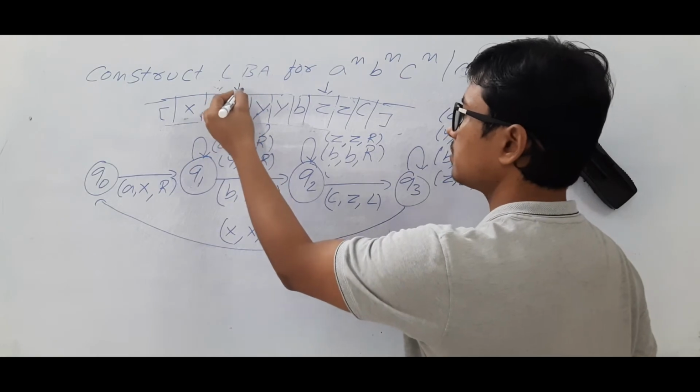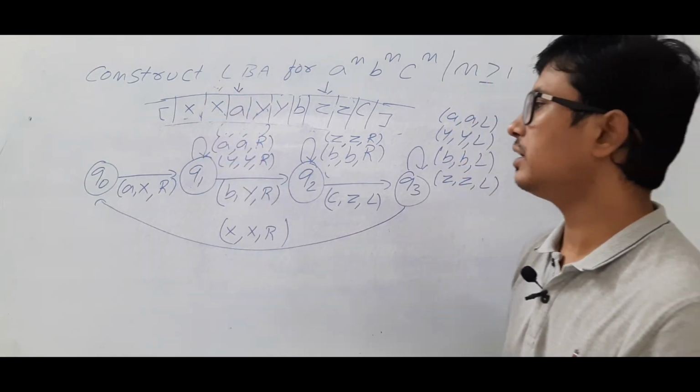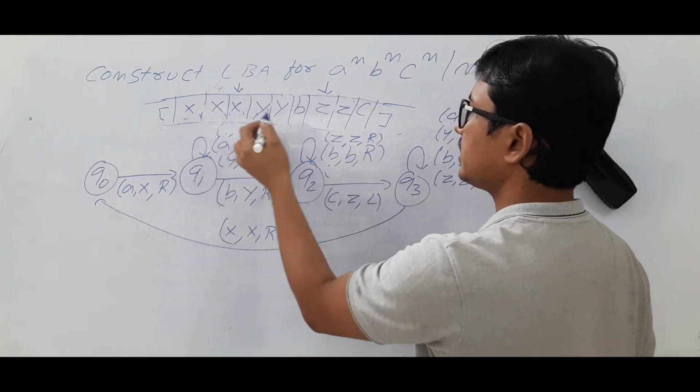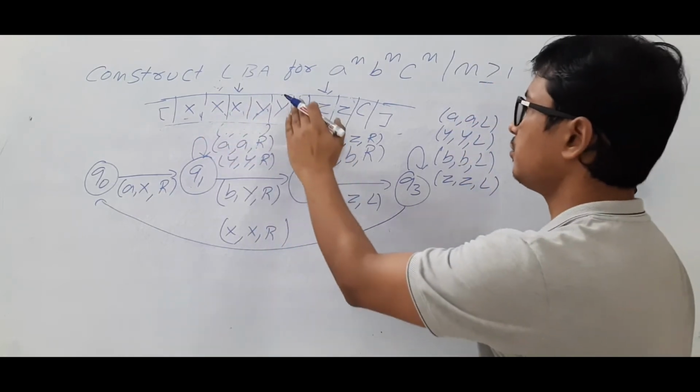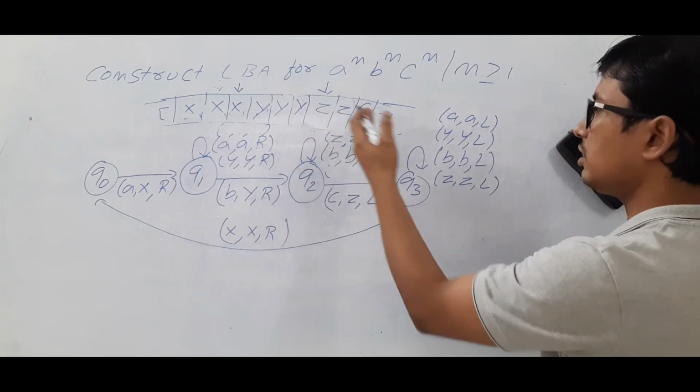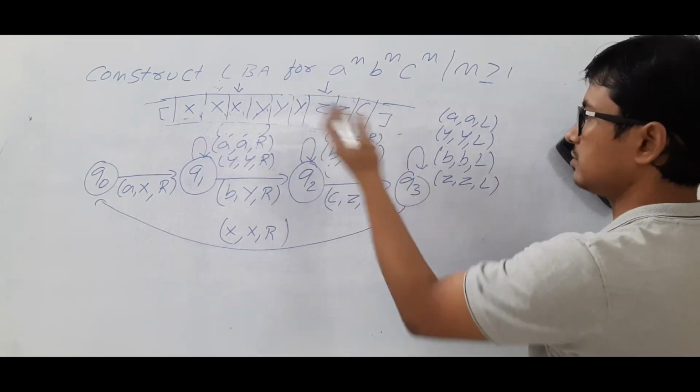You are here. Now again you have seen an a. If it is an a, make it as x, move to the right. All the y's you will shift. If you see a b, you will modify it as y, move to the right. All the z's you will shift, means move on that.